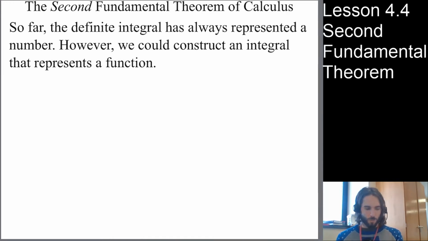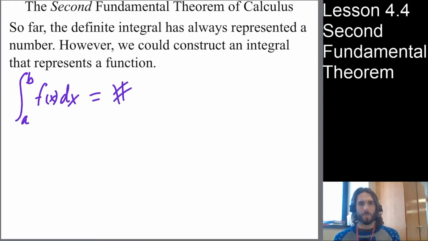Alright, so far we've had definite integrals be a number. So if we had some definite integral from a to b of some function f of x, we would get a number out of that, right? You can construct integrals in such a way that you get a function out, and that's what the second fundamental theorem of calculus tells us about.